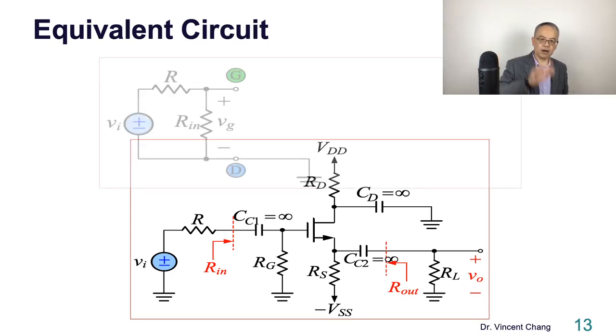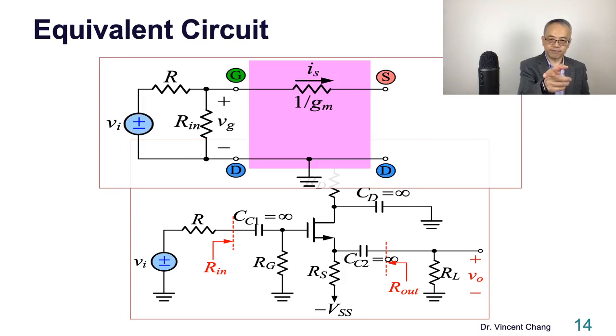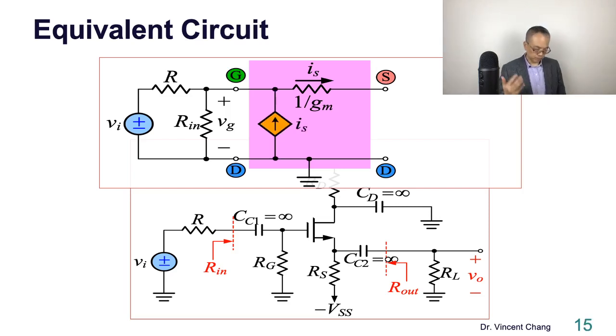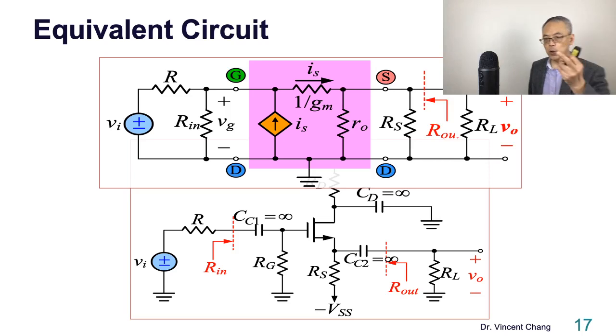So VI, RG, right? Rin is the RG. And then source, gate, drain. The resistance looking into the source, between gate and source, is 1 over gm, and there's the current-controlled current source. And then RO, RS, and RL.